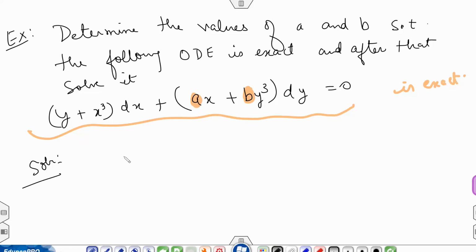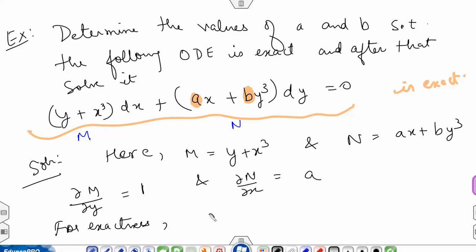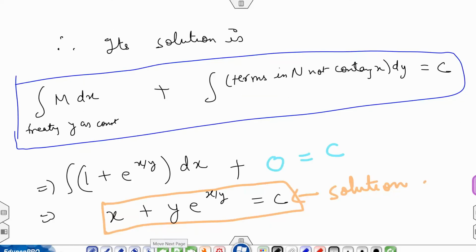Now you know that for exactness, what is the condition? So we will use that. Just compare. You will see that this one is your m and this is your n. So I'll write down here m is y plus x cube and n is ax plus by cube. Now del m by del y you need to calculate. This is coming out to be 1, and del n by del x is coming out to be a. Okay, so for exactness, del m by del y should be equal to del n by del x. This implies that a is equal to 1. If you equalize this, you will get a is equal to 1.